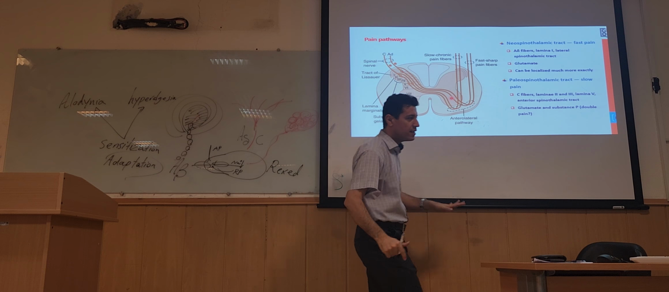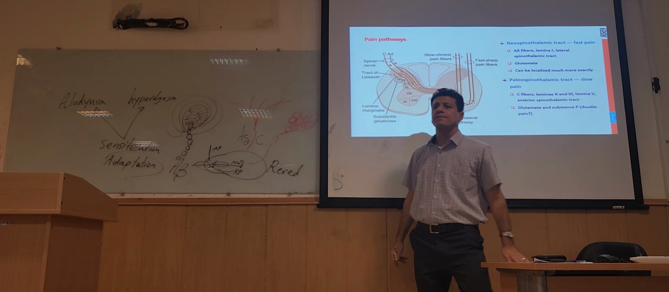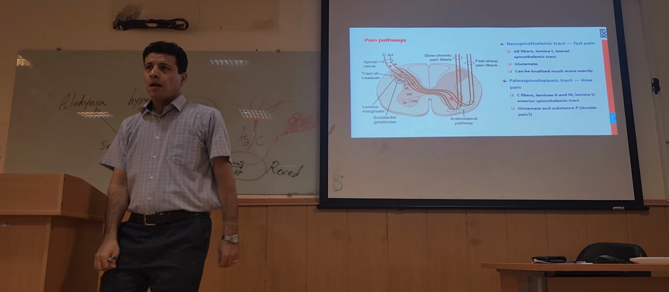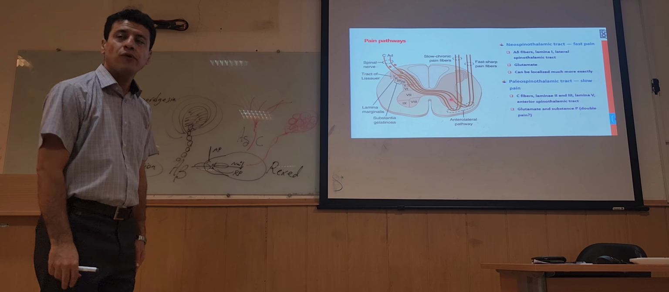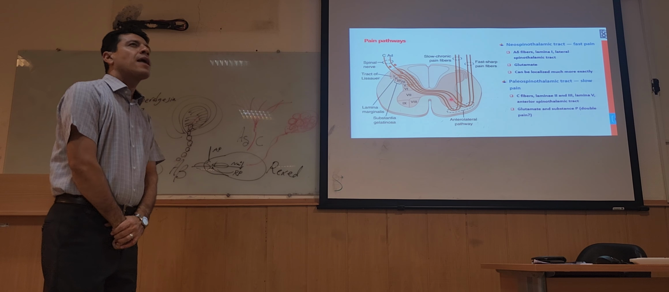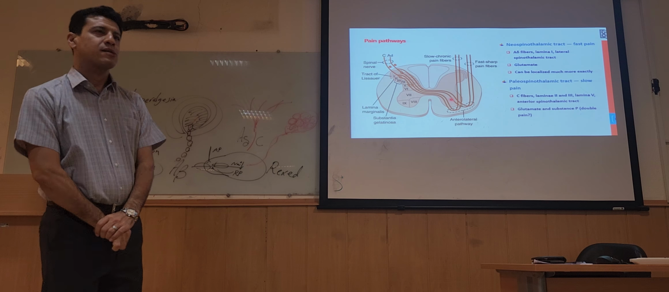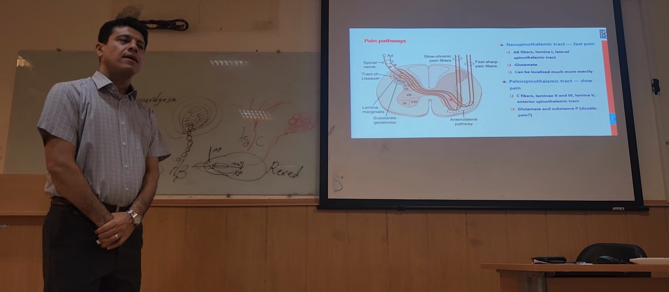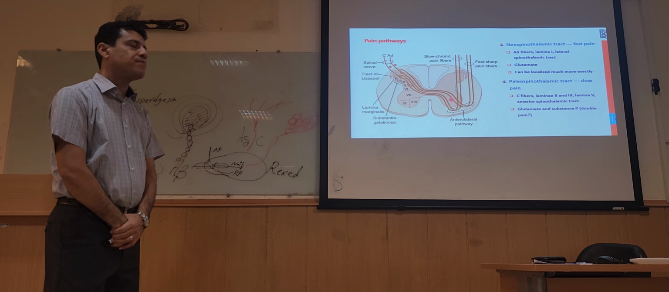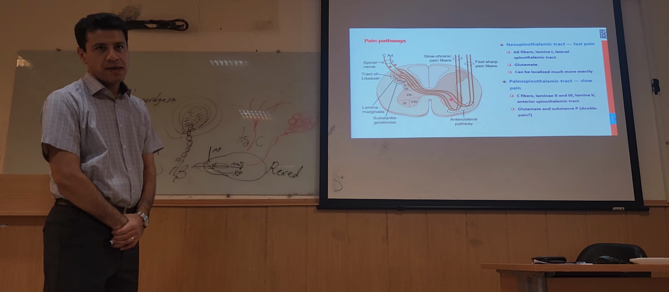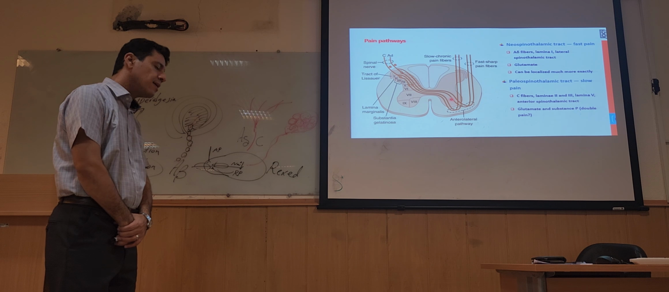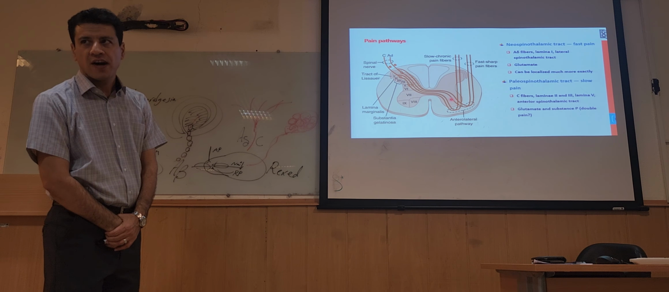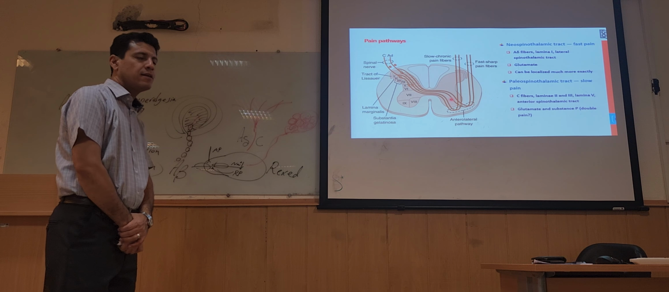Okay, everything is okay here. Doctor, if you bring a question on this, how would it be? You give me the pathway, everything. For example, which one is not related to fast pain? A. A delta fibers. B. Glutamate. C. Neurons in lamina 5. D.